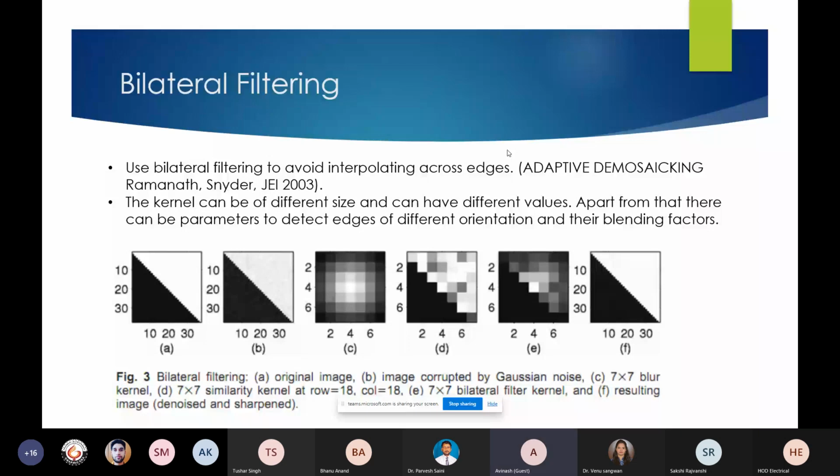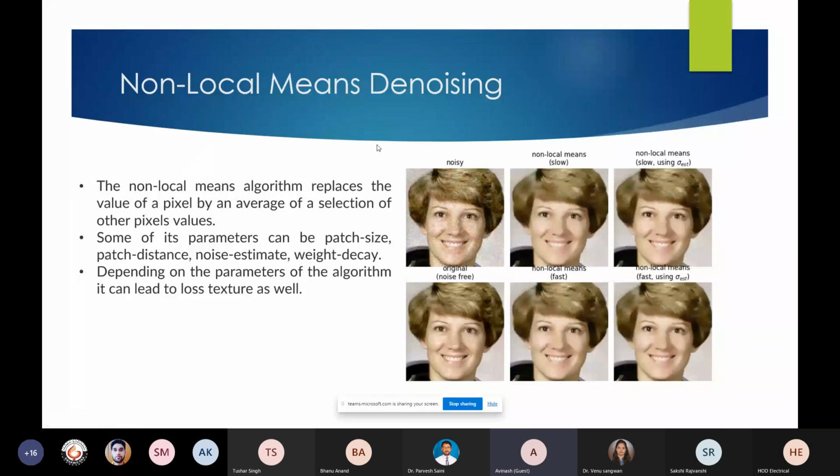Another important part of an ISP is the denoising algorithms. One well-known method is called non-local means denoising, which divides the image into various blocks, and for each block, it finds the neighboring blocks, and based on the different values of how these blocks correlate with the center block, it finds the averaged value for the center block if they are not too distant.